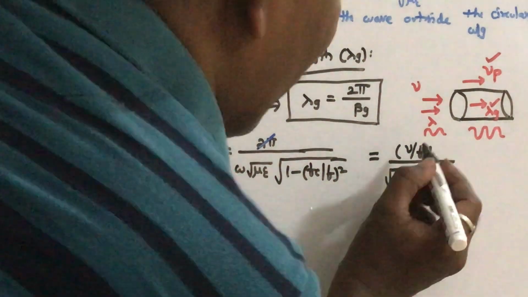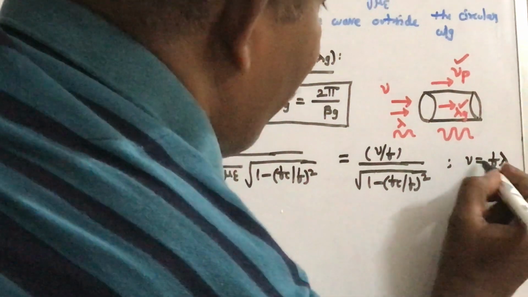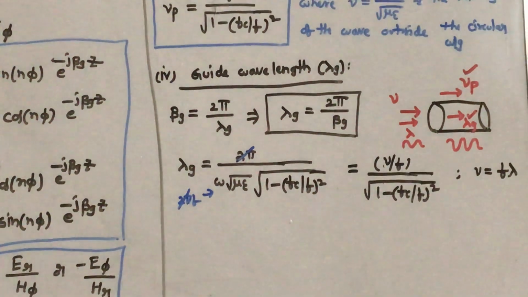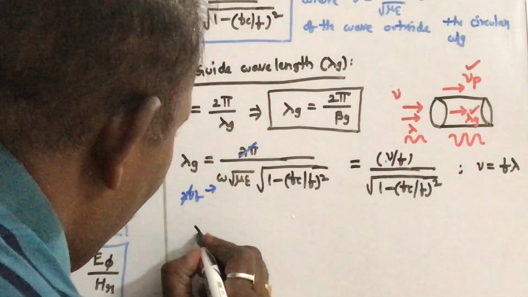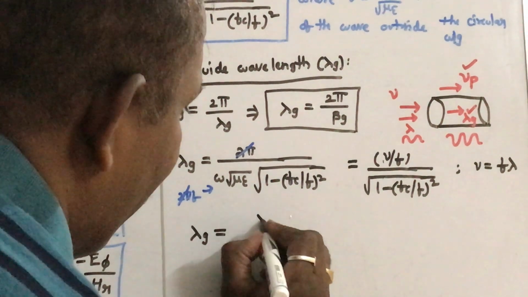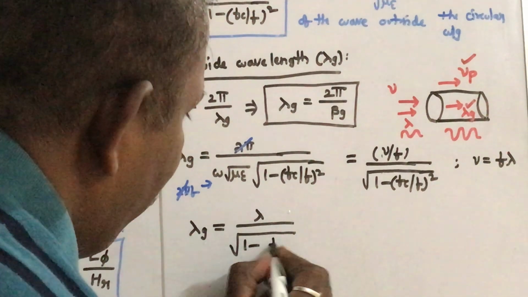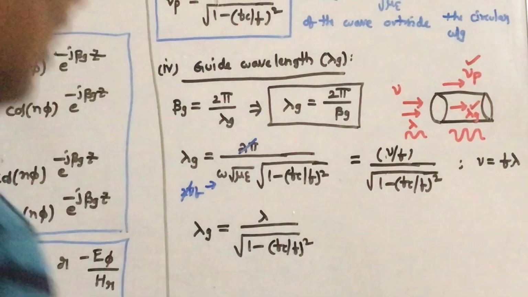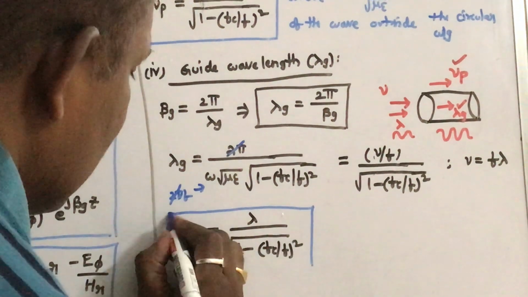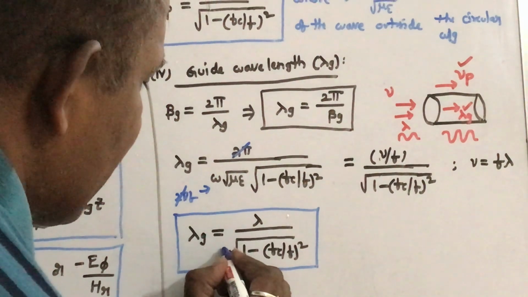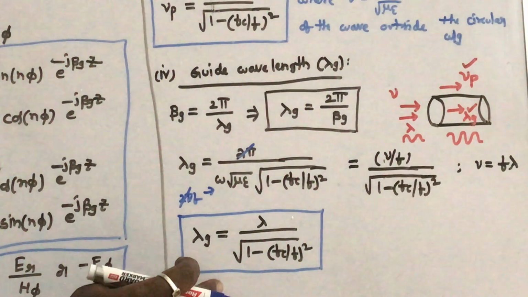But what is the velocity? Since v is equal to f lambda, v by f is equal to lambda, so this is replaced by lambda. So the guide wavelength, that is the wavelength of the wave inside the circular waveguide, is lambda by square root of 1 minus fc by f whole square. See, the denominator factor is the same for all the formulas, for the phase velocity and guide wavelength.